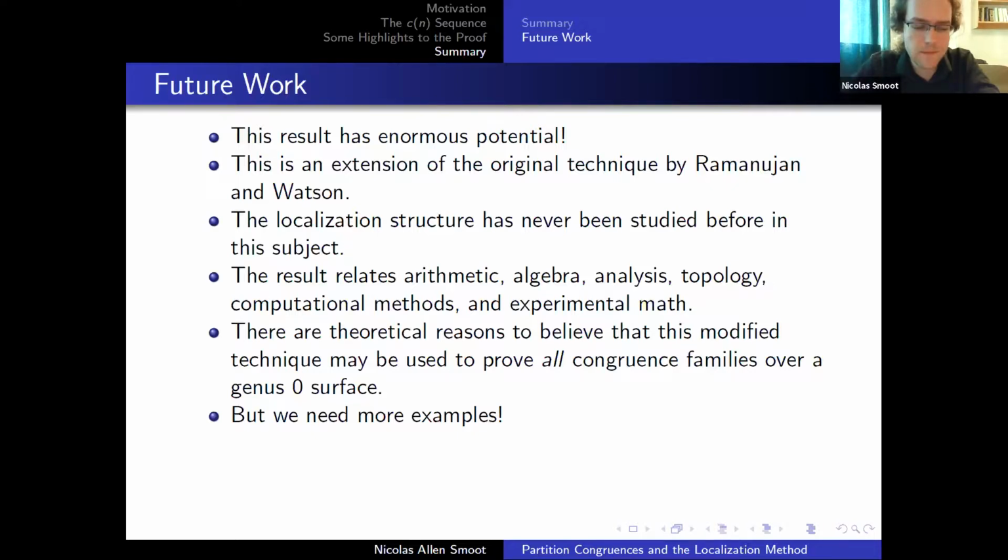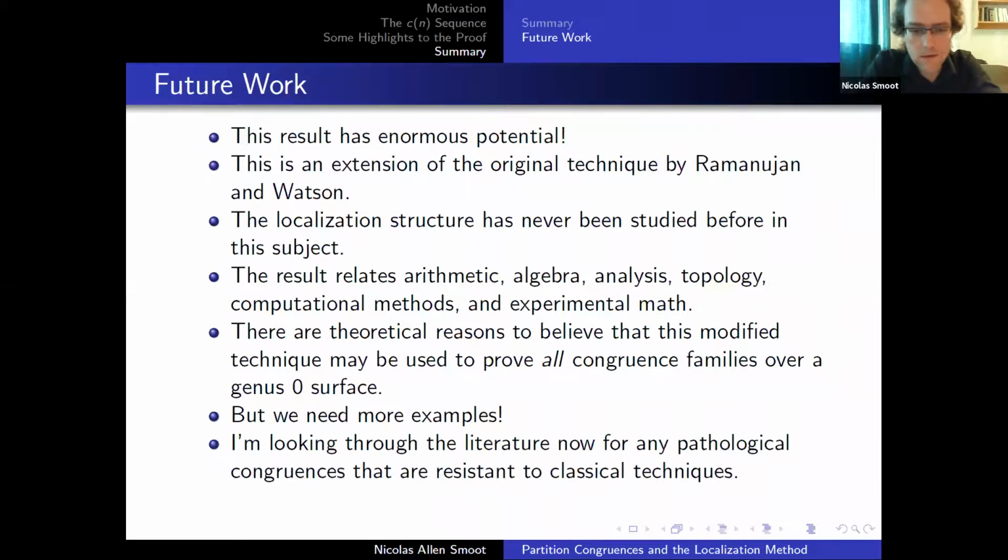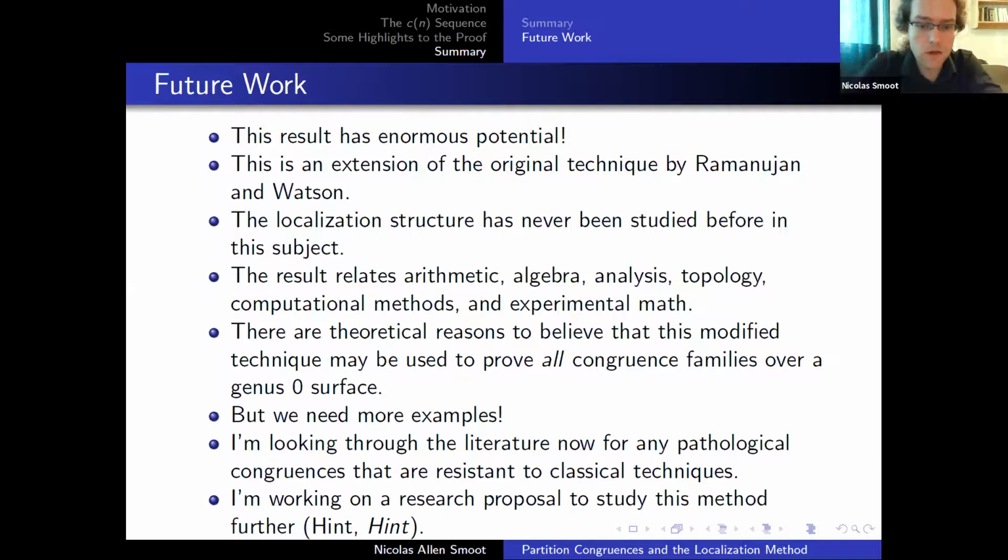Now, in fairness, I spent the last few months putting together my thesis and job applications and other things, so I haven't had much time for math. But I'm starting to look back up at these. If anyone has any pathological congruence families, ones that you're having trouble proving, or proving in some really convoluted way, especially when it's associated with a genus 0 surface, feel free to let me know. I would be very interested. And I'm working on a research proposal to study this method. Hint, hint, if anyone's interested.